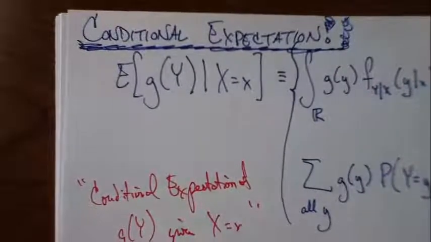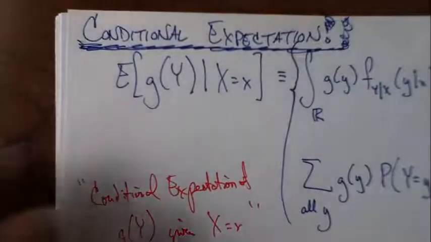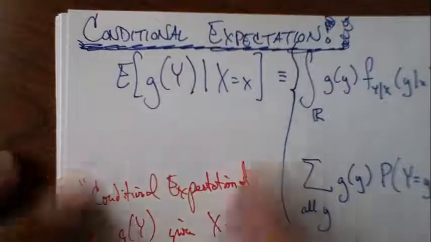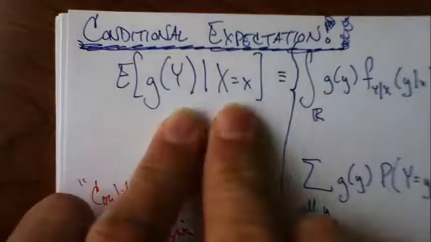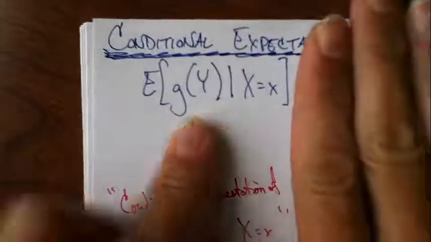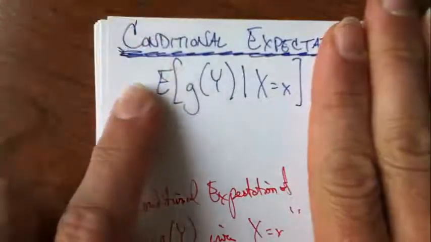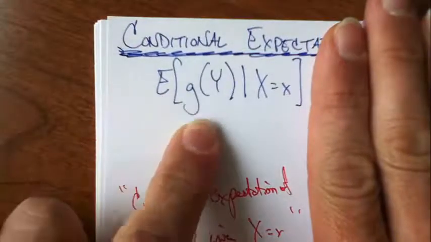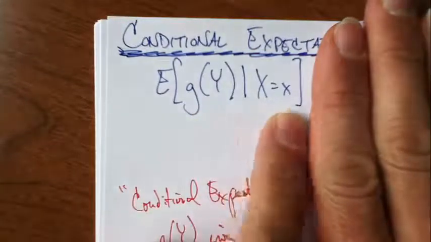Expectation. This is a really important concept in probability. Look at what we have here. The expected value of g of y, given that x equals little x. What does it mean? I don't know. Let's think about an example.